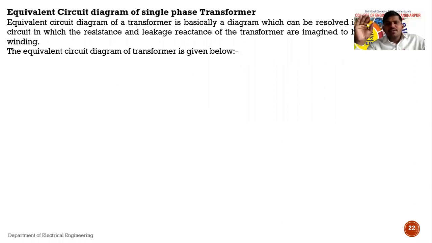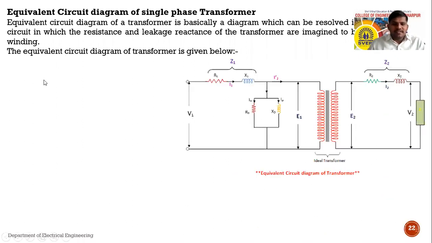So we want to draw the equivalent circuit diagram by referring to any one side, either the primary side or the secondary side. Referring means nothing but transferring the other side's values to one side, either primary or secondary. So we want to discuss that.